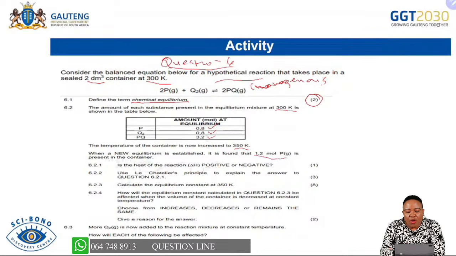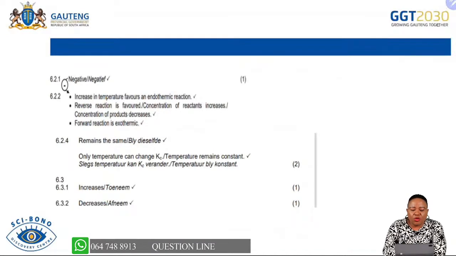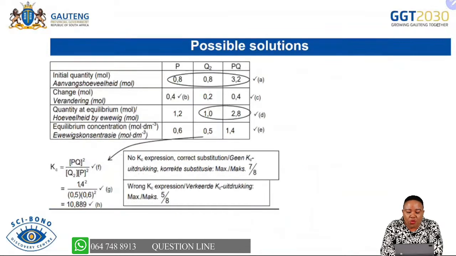So when we look at the reaction, we can see that the reaction is going to be negative, and remember, you will use Le Chatelier's principle to explain this. But I don't want us to go through that; I want us to just look at the calculation.